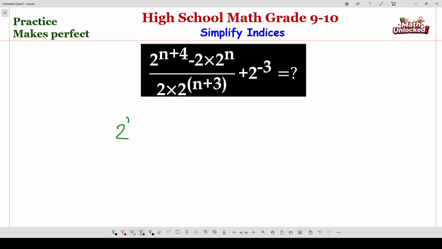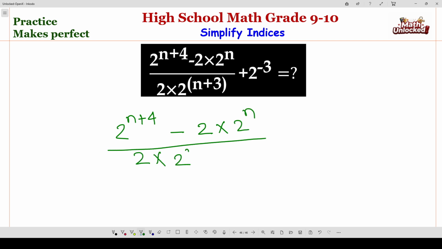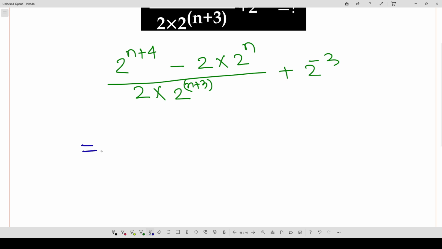2 to the power n plus 4 minus 2 times 2 to the power n, divided by 2 times 2 to the power n plus 3 plus 2 to the power minus 3. We are going to simplify these indices. We are trying to solve this one step by step.